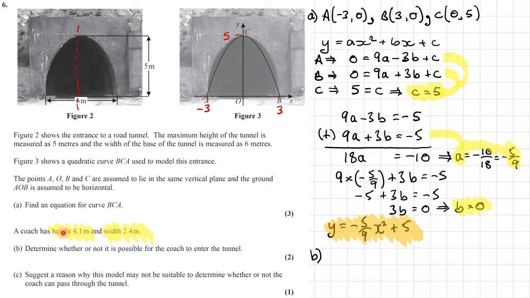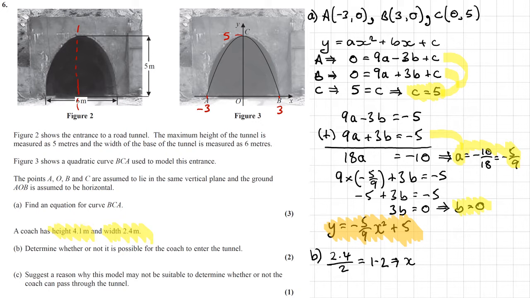Now the height, that's fine, that can just be y. The width: if the width is 2.4, that's all the way across, then the actual x value that I want to put in is going to be 1.2, because that's the distance from the centre of the tunnel to the edge. So we need to do 2.4 divided by 2, 1.2. This is going to be our value of x, which we substitute into the quadratic, and we're going to see what that gives us for the value of y and compare it to 4.1.